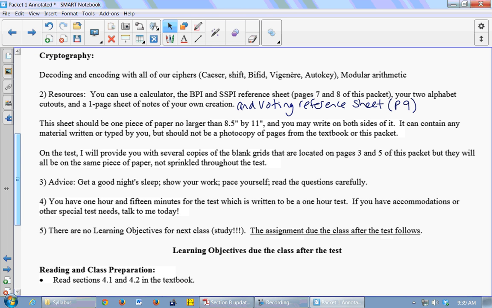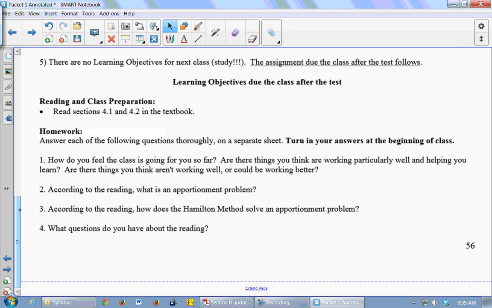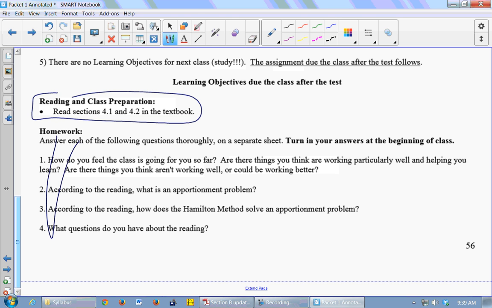But if you have accommodations or other special test needs, you take your test in the testing center or something like that, talk to me today so I can make sure to have your test prepared for you. No learning objectives for next class, just study for your test. And your assignment for the day after the test is just to do this reading, but you don't have to answer these questions.